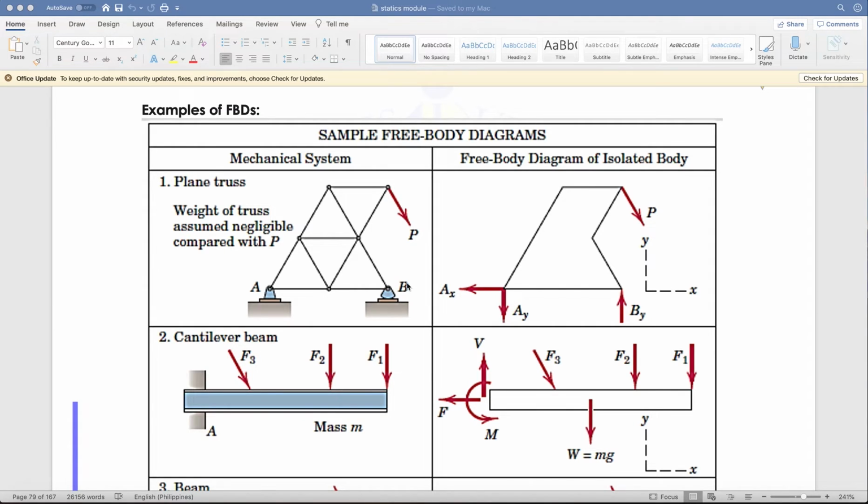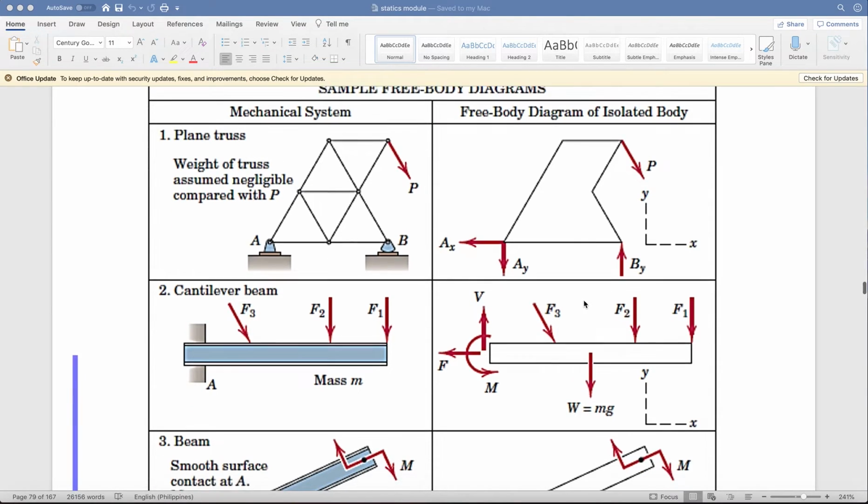Now you have B here, and it is a type of roller, therefore it has one reaction, and you have a force P. So this is my free body diagram. These are the only essential components needed to solve for the unknowns.